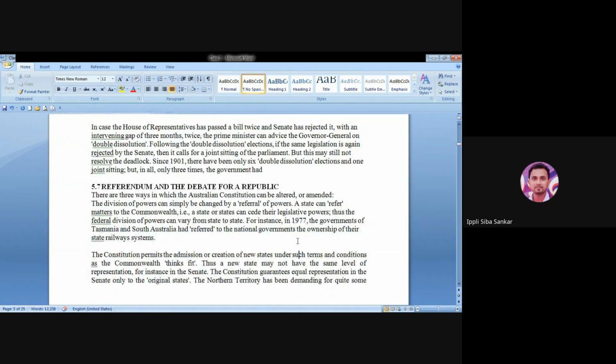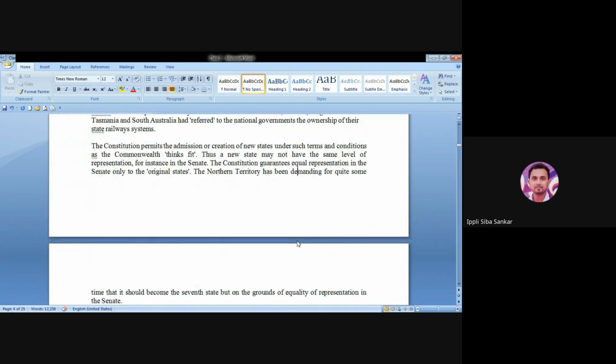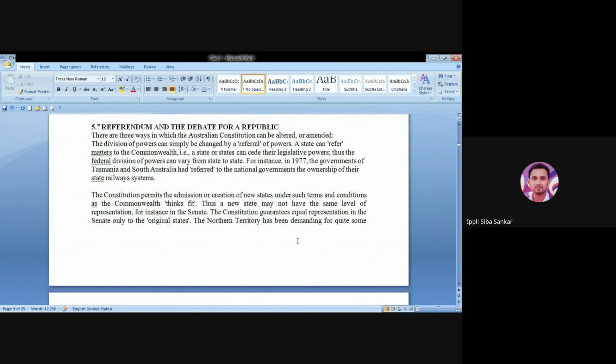Referendum and debate for a republic. There are three ways in which the Australian constitution can be altered or amended. The division of power can simply be changed by the referral of power. A state can refer matters to the Commonwealth, that is, a state or states can cede their legislative power. Thus, the federal division of power can vary from state to state.